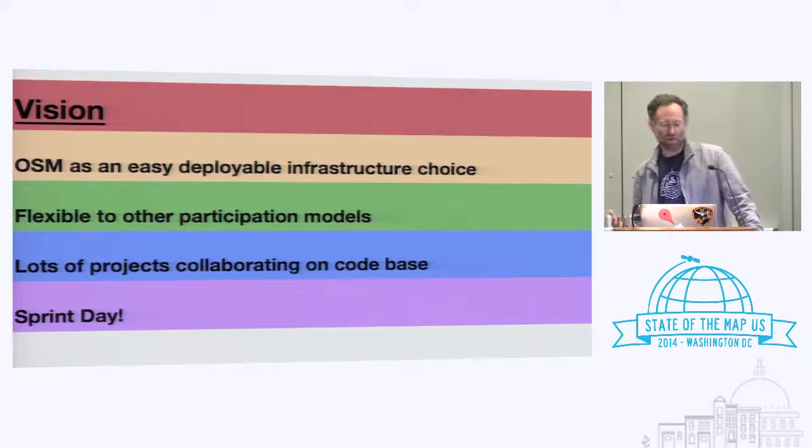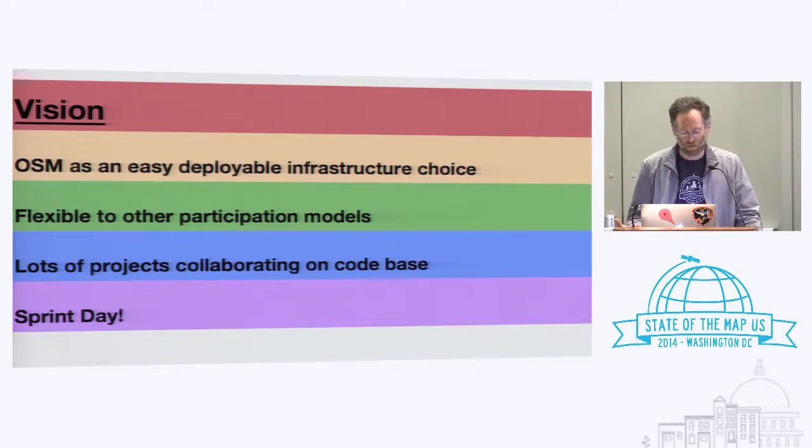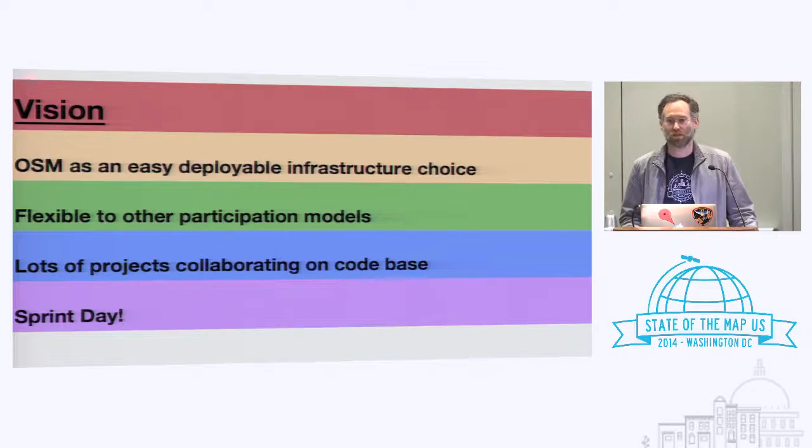So that's the vision, that this is a choice for people out there who want to collaborate on geodata. To make this a really viable choice and easy to use, that can adopt other participation models, which are somewhat less open if needed, and collaboratively work on the code base, especially the OpenStreetMap website, which could, I think, do a whole lot more than it's doing now, but of course doing it well.